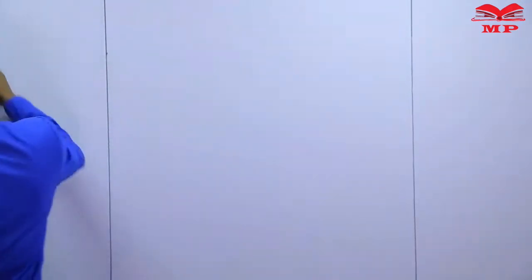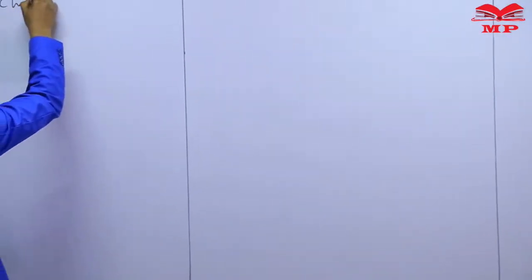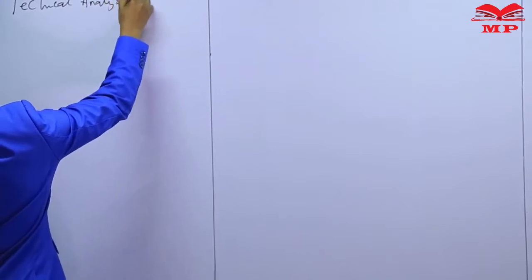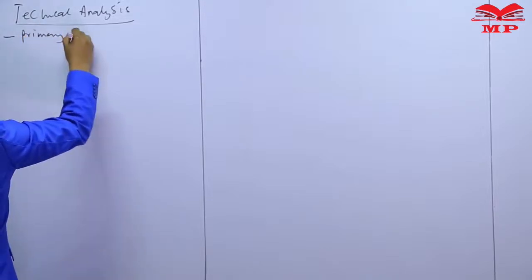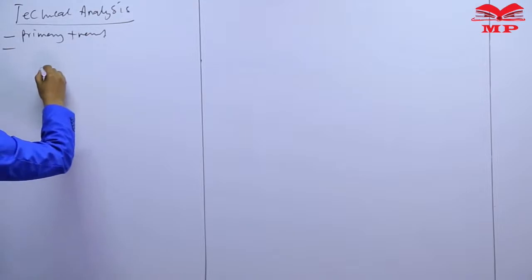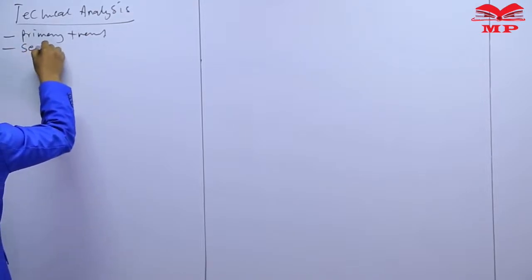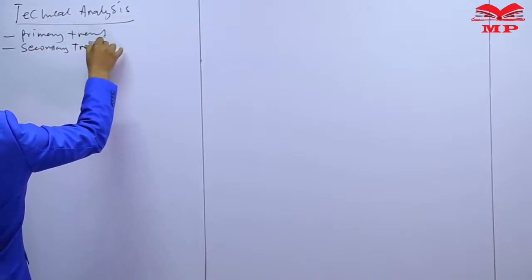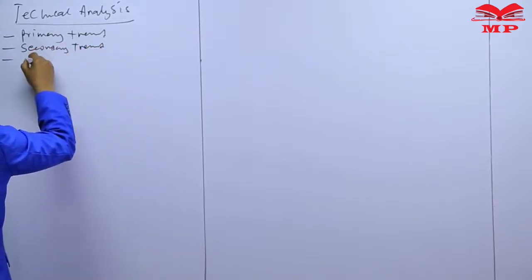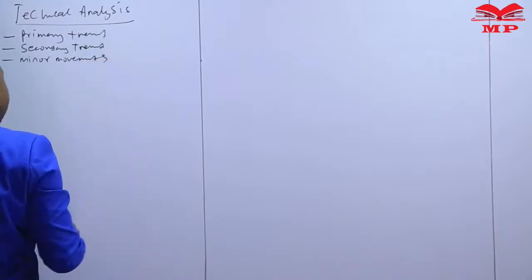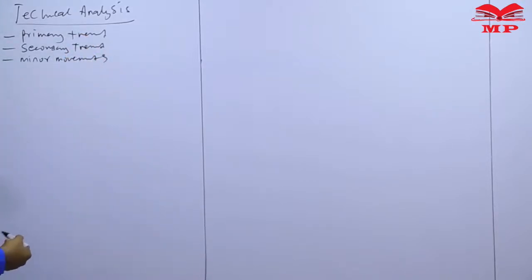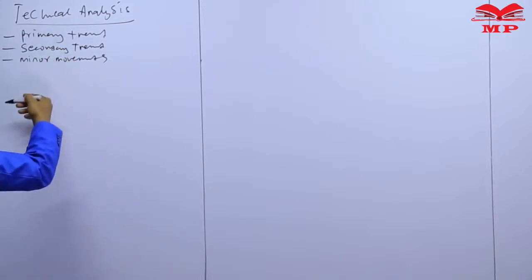I'll be taking you through equity investment analysis, and the topic that we're looking at is technical analysis. In today's lesson, we are going to look at the following. The first thing we're going to look at is primary trend. Then we will move on and look at secondary trend. Then we will move on to minor movements. These are the principles that underlay the Dow theory: primary trend, secondary trend, and minor movements.